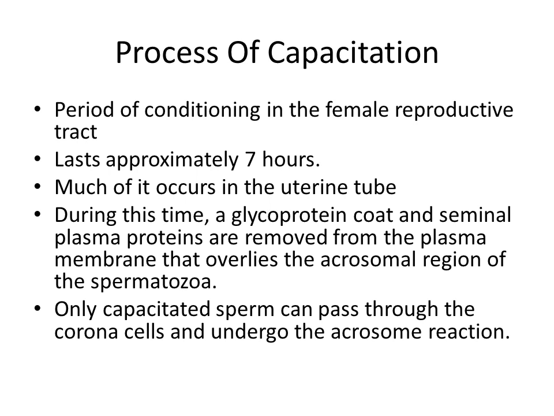Now the process of capacitation occurs in the female reproductive system, in which this glycoprotein coat is removed in order to make the sperms able to fertilize the egg. Only capacitated sperms can pass through the corona cells and undergo the acrosome reaction.